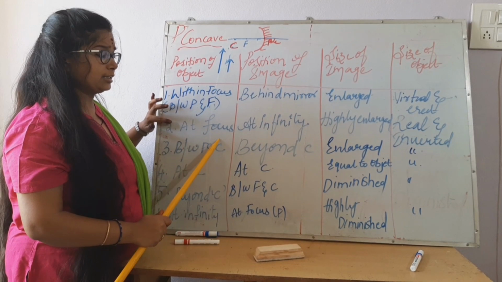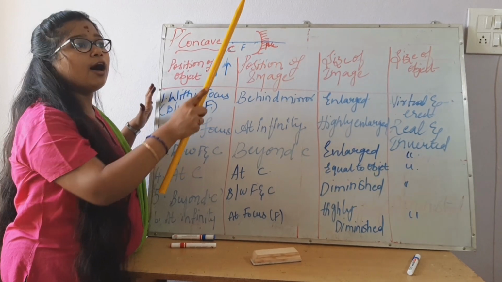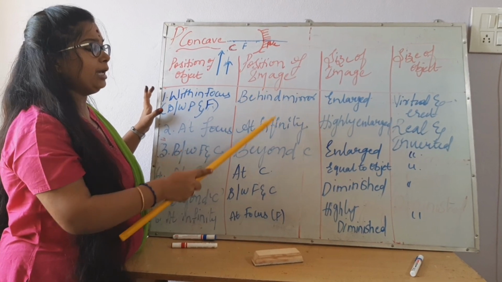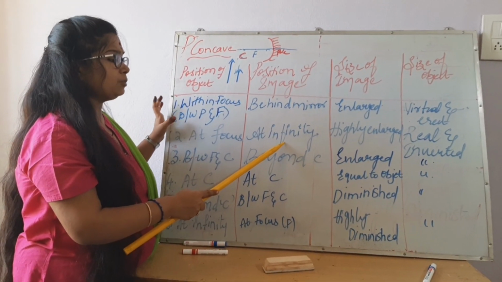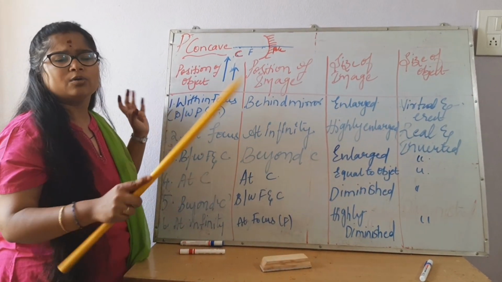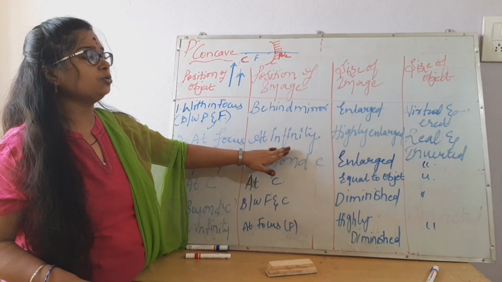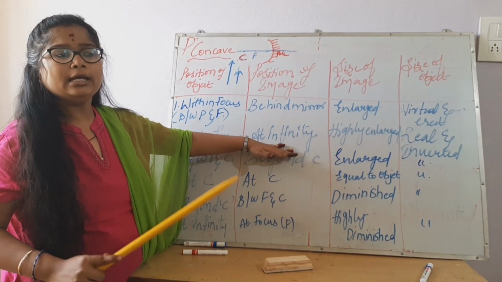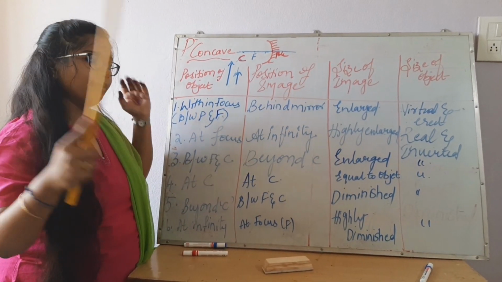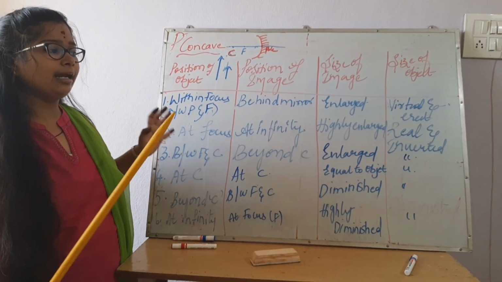Next, at focus. If I keep the object at focus, then where will the image position be? At infinity. How is the image at infinity? You can draw it? No, you can leave it. You need not draw at infinity where it is formed. Those two rays, you are not supposed to draw any image there. How will the image be? Highly enlarged. And at infinity also, real and inverted.